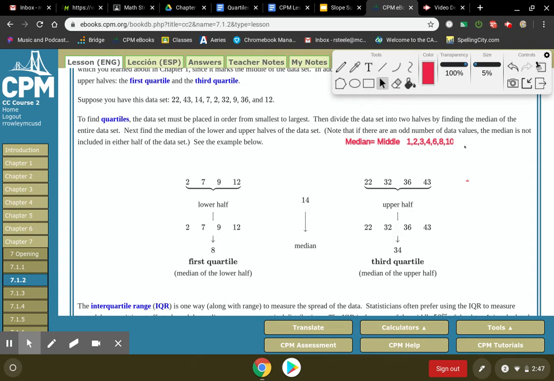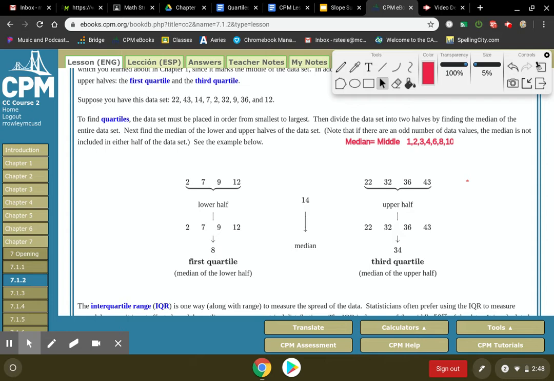Okay, so here's an example that I drew right here. Say my numbers are 1, 2, 3, 4, 6, 8, and 10. So those are the 7 pieces of data that I have. The median or the middle would be 4. And the way that I find this out is I have to put them from smallest to largest, and then I find the number that's in the dead middle. Okay, so in this case it's 4.